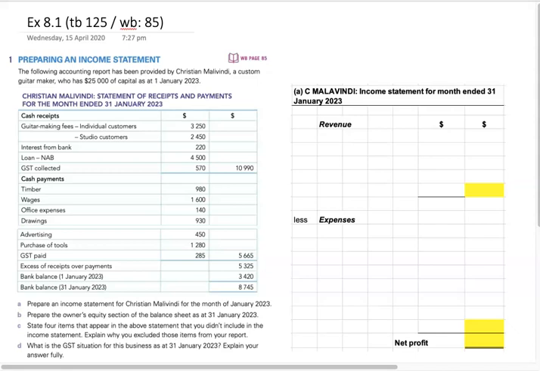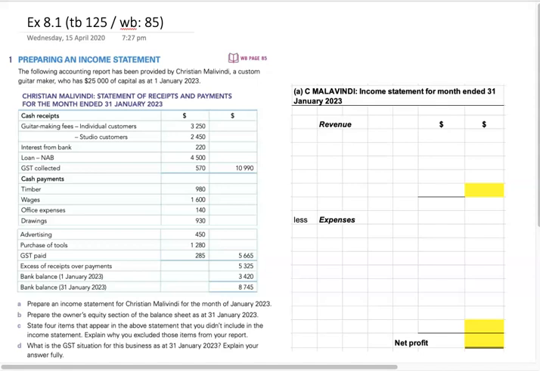Hi class, this video is going to focus on exercise 8.1, which is all about preparing an income statement. So it's the first textbook question of chapter 8, and you'll find that in your textbook on page 125. And if you're doing it along with me, you'll open your workbook up to page 85, and that's a really good way to work through the exercise together.